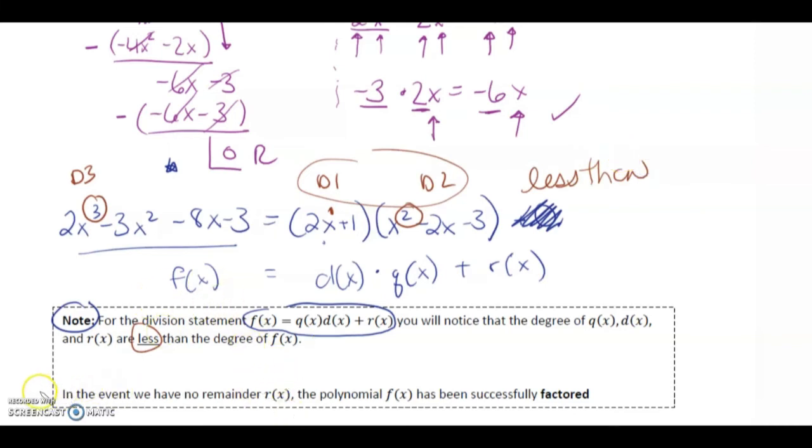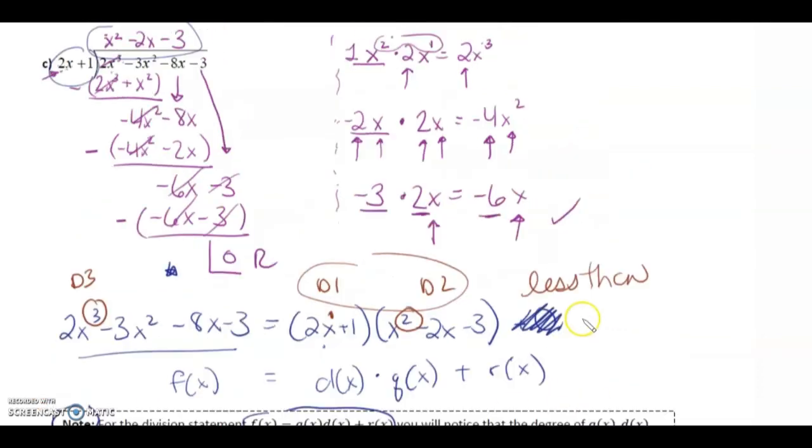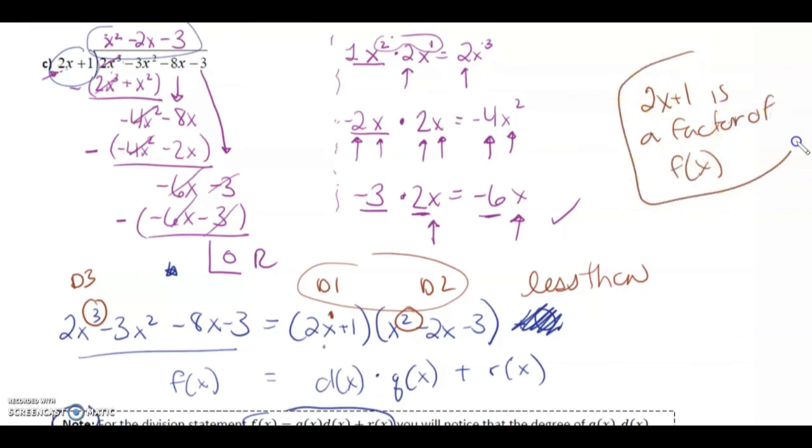Now, I also want to touch on this. In the event that we have no remainder, and this is what we just experienced, we have remainder 0, what happens is the polynomial is actually successfully factored. So we can say that 2x plus 1 is a factor of f(x). That's what that means.